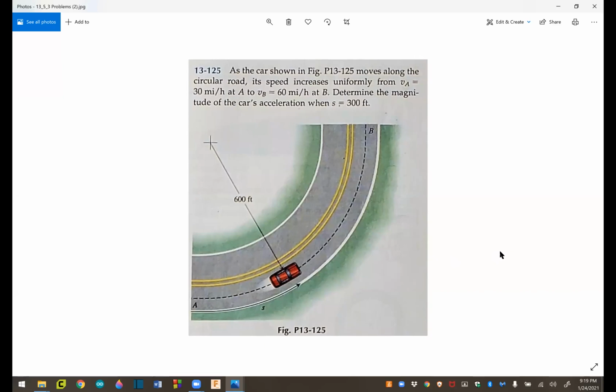This is problem 13-125. As the car shown in the figure below moves along the circular road, its speed increases uniformly from velocity A equal to 30 miles per hour at location A to velocity B equal to 60 miles per hour at location B. Determine the magnitude of the car's acceleration when S equals 300 feet.